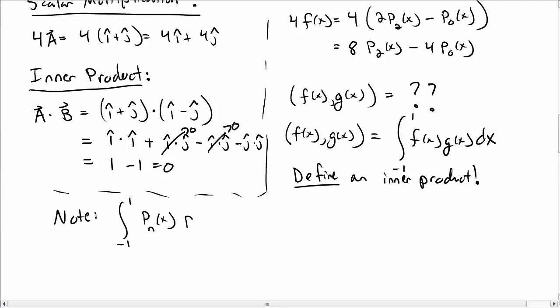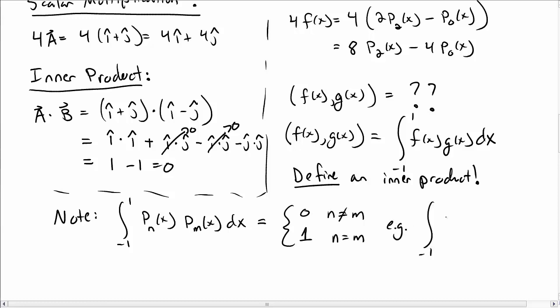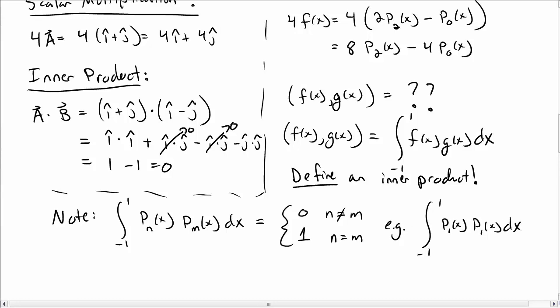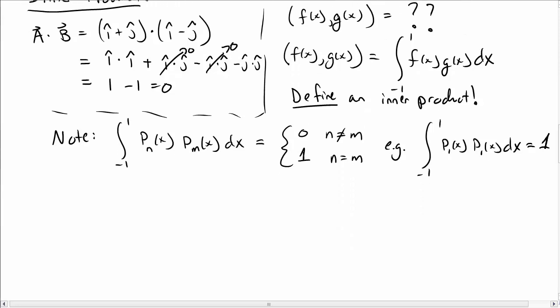I want to point something kind of cute out. The integral from -1 to 1 of these Legendre polynomials multiplied by each other gives you 0 if those polynomials are different and 1 if they're the same. So for example, the integral of p1 times p1 from 0 to 1, or -1 to 1, excuse me, is just 1. So that's one of the reasons we use Legendre polynomials.